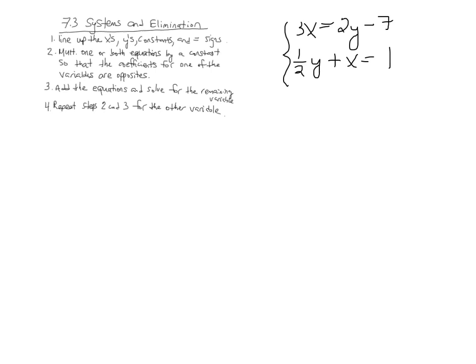So let's take a step and let's write it in ax plus by equals c form. So I'm going to move the 2y up here over to the other side of the equation, making it minus 2y. I'm going to leave the equals negative 7. So I moved the y term over. On the next equation, I have to switch the order of the x's and the y's. They're in the wrong order. So I'm going to get, x plus 1/2 y equaling 1.